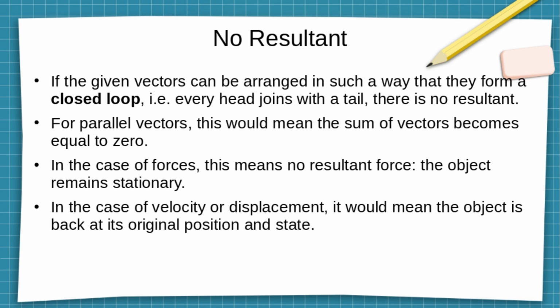In case it's velocity or displacement, it would mean that the object has returned to its original position, its original state. If it started at 14 meters per second towards the right, and you have some kind of a system of vectors where eventually there's a closed loop, it means that the object has come back to its original position with the same velocity towards the right.